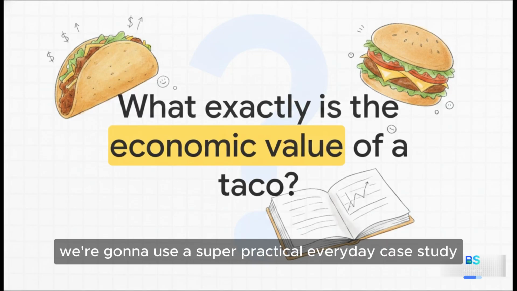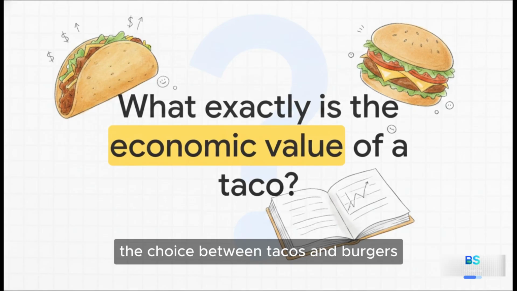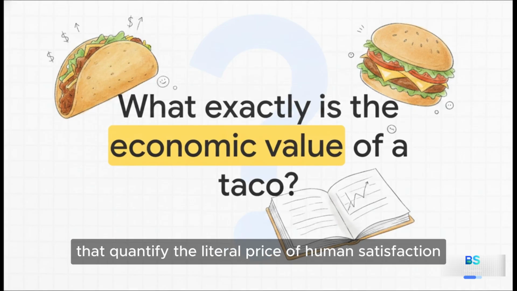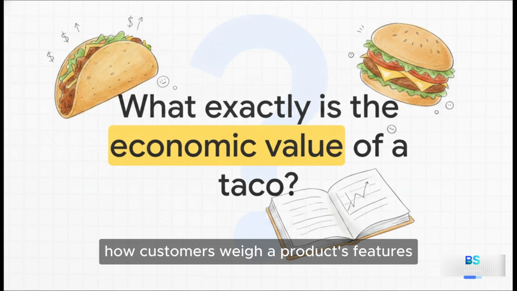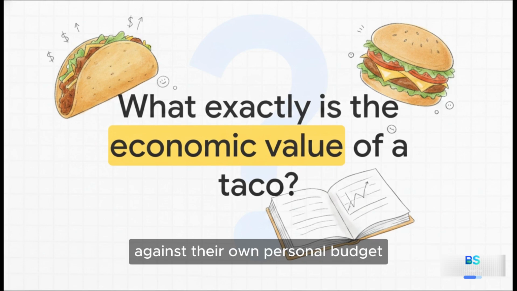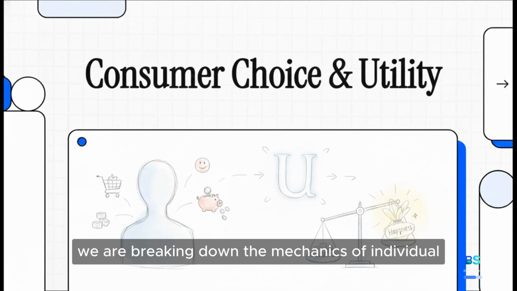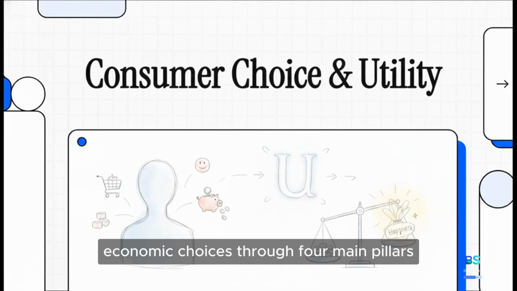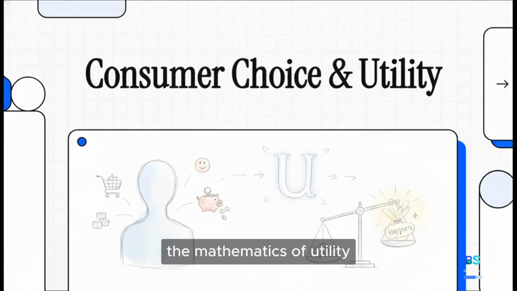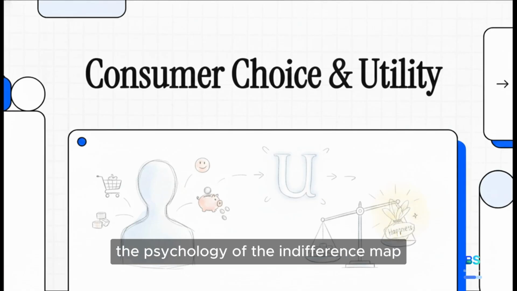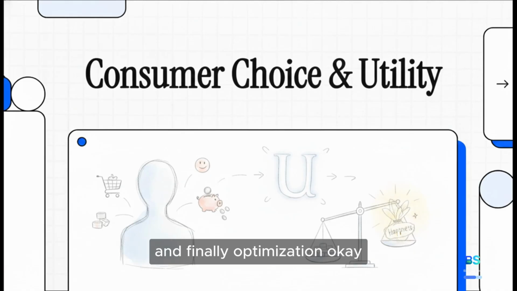We're going to use a super practical, everyday case study, the choice between tacos and burgers, to quantify the literal price of human satisfaction. We'll see exactly how customers weigh a product's features against their own personal budget. Welcome to BizSimplified. In this explainer, we are breaking down the mechanics of individual economic choices through four main pillars: the mathematics of utility, the reality of budget constraints, the psychology of the indifference map, and finally, optimization.